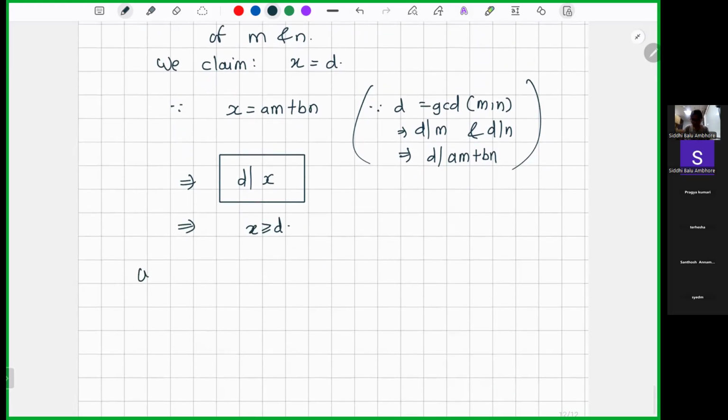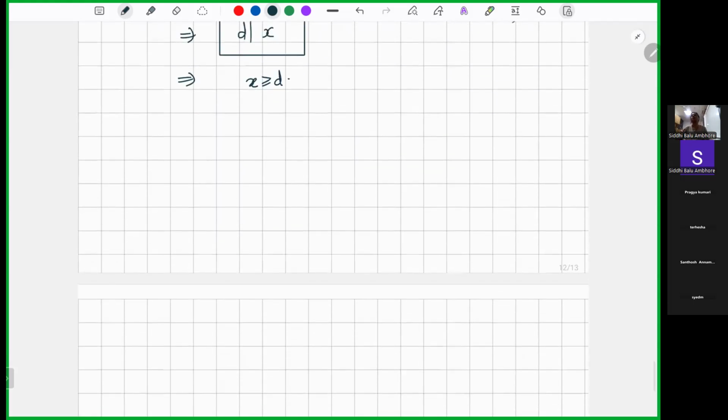I need to prove that x is equal to d. So far, I got that x is greater than or equal to d. So the next step we will prove by some assumption. Okay, suppose x is strictly greater than d, and we call it proof by contradiction.